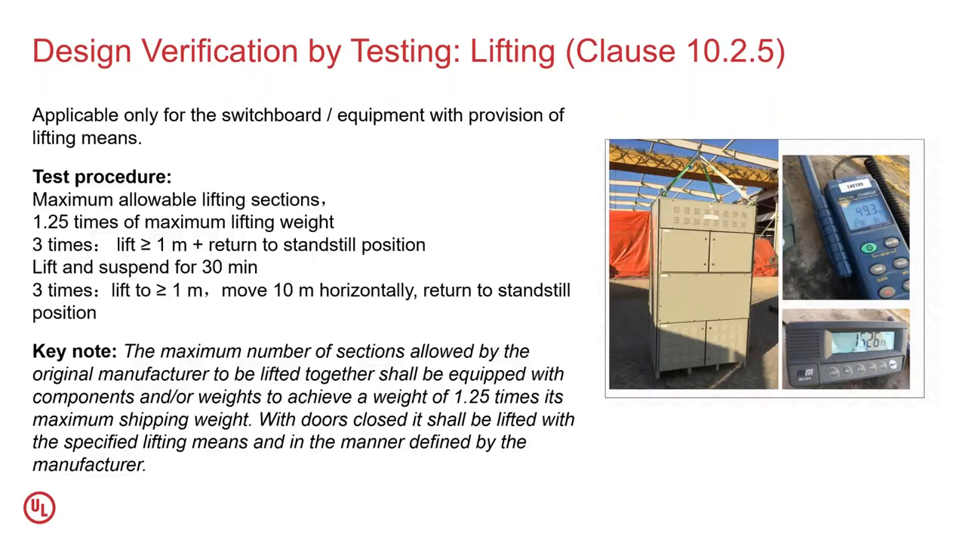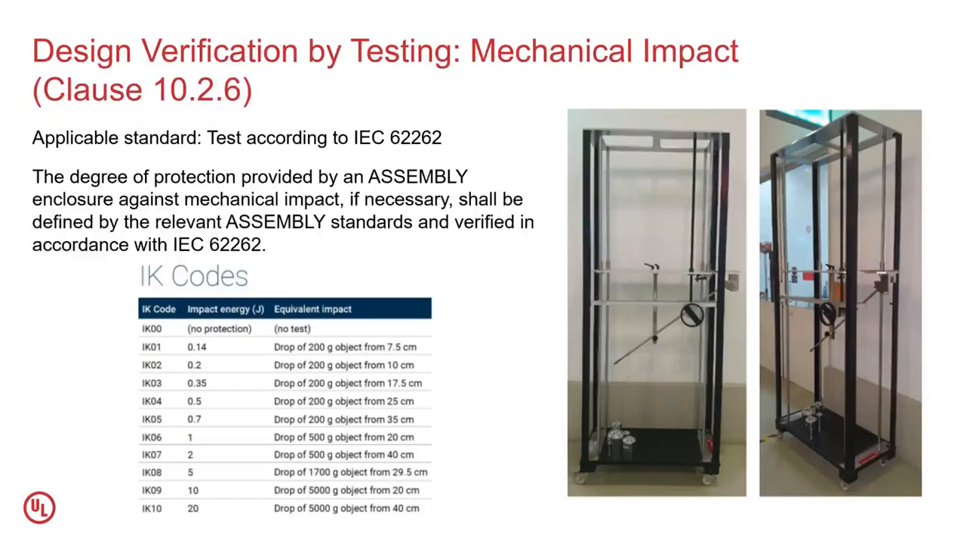Next is mechanical impact. This is very, very important. Because sometimes you say no mechanical impact rating declared. Don't do that. It is very important to always declare the mechanical impact rating. At least you can declare IK 08, 07, 10, anything as per IEC 62262. It's like an impact test on the panel enclosure, basically to check how stable the enclosure is.